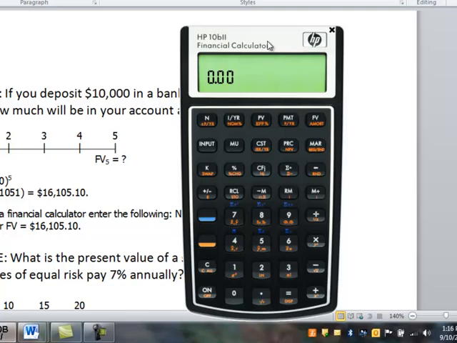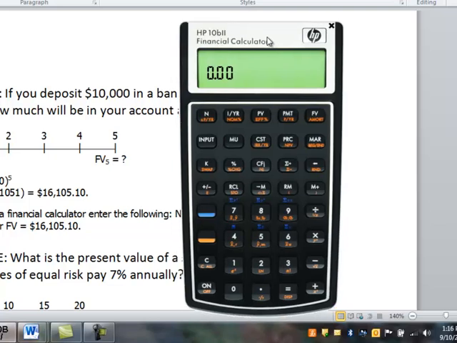Now in this problem, our answer was $16,105.10. So if you deposit $10,000 in a bank account that's growing at 10% per year, what would be the future value of your account? So now let's solve this using the calculator.